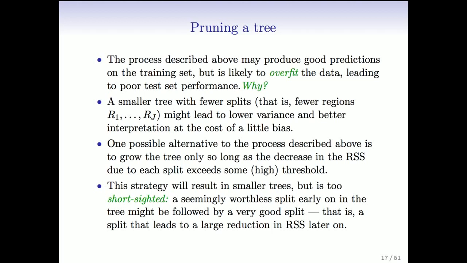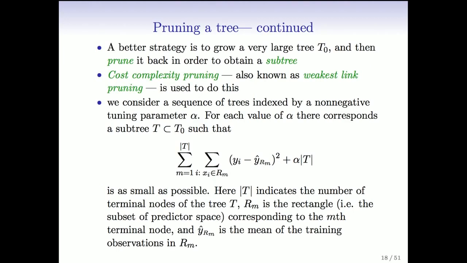So a very bushy tree has got high variance. It's overfitting the data. Low bias, but overfitting and probably not going to predict well. So actually, what's done in the CART software, for example, or the tree library in R, which we'll see, is this idea of building a large tree and then pruning it back. And the framework for that is called cost complexity pruning, or weakest link pruning.